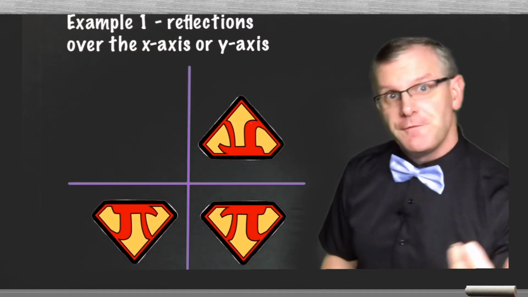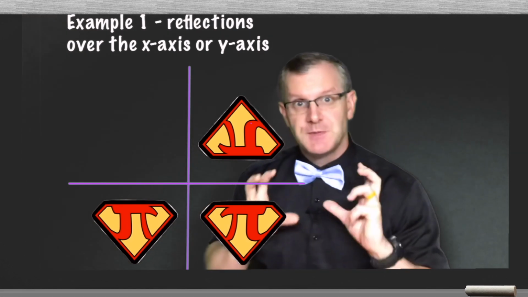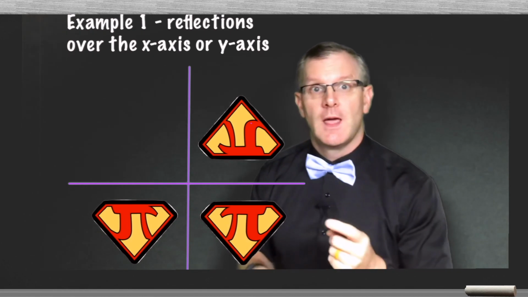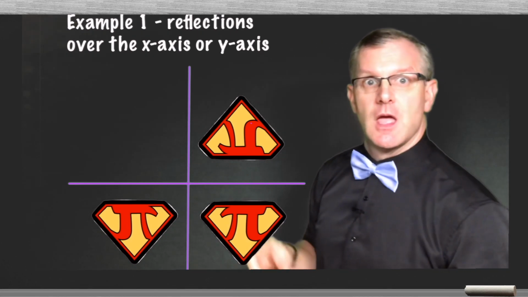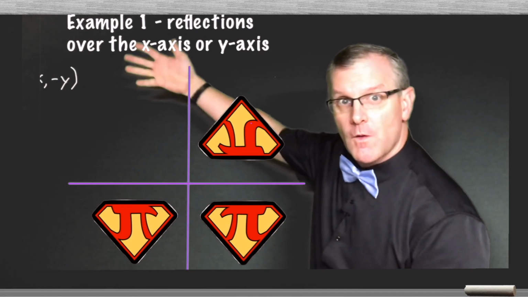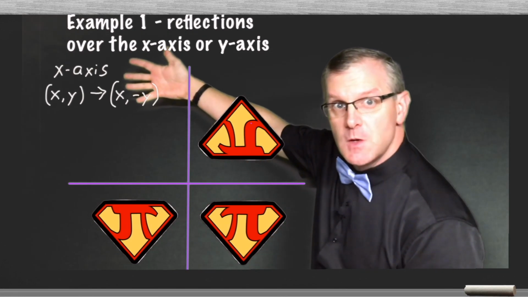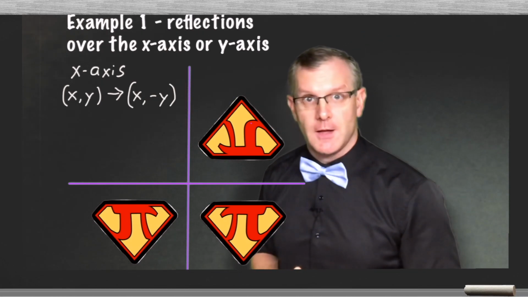Notice that when we flip that, the orientation changes. It flips upside down. Now, when we go to do the mapping for this, (x, y) is going to map to... notice all of our y-coordinates changed because it flipped. So it maps to (x, -y).